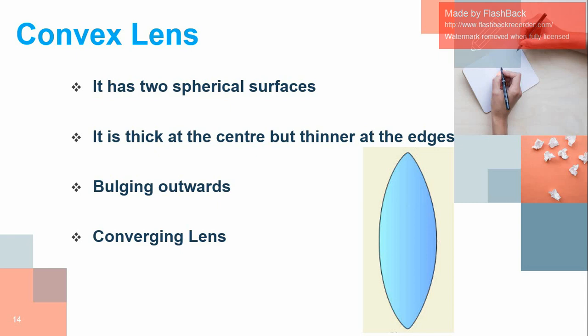First, the convex lens. It has two spherical surfaces, so this is one surface and this is the next surface. Another name for this lens is biconvex lens because it has two spherical surfaces. It is thick at the center but thin at the edges, bulging outwards. So it is a converging lens. Why is it called a converging lens? This concept we discuss later.